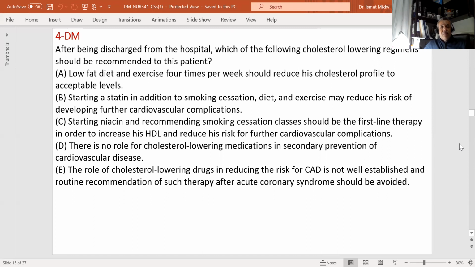The statins have been shown to lower the cardiovascular morbidity and mortality in primary and secondary prevention of cardiovascular complications.